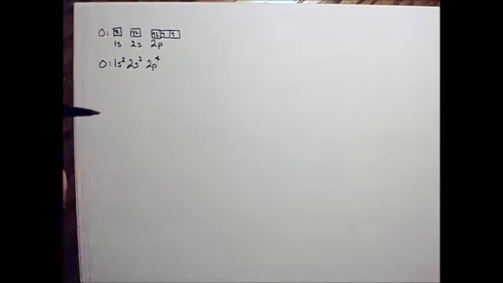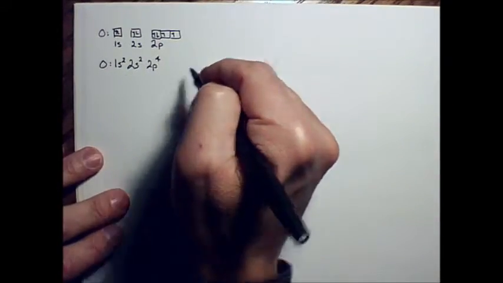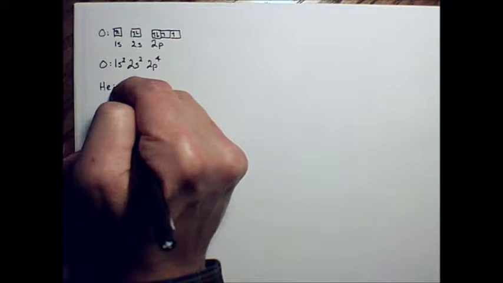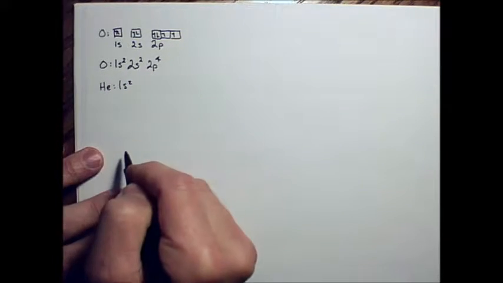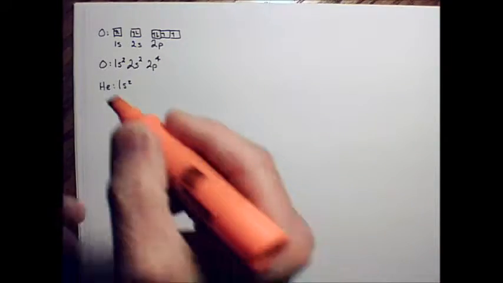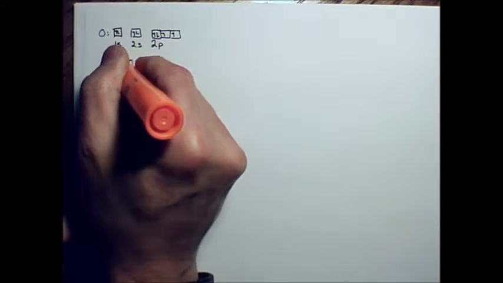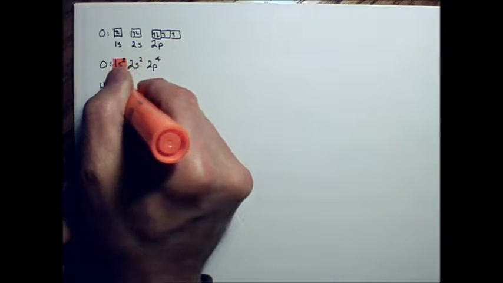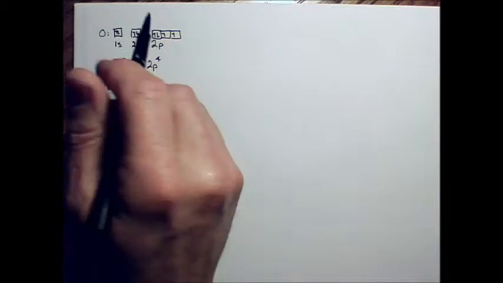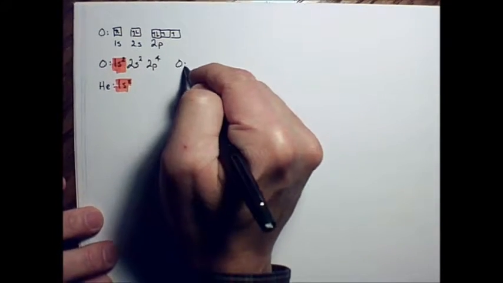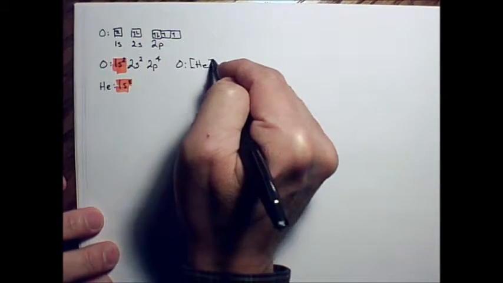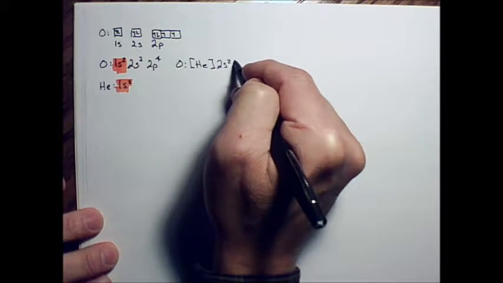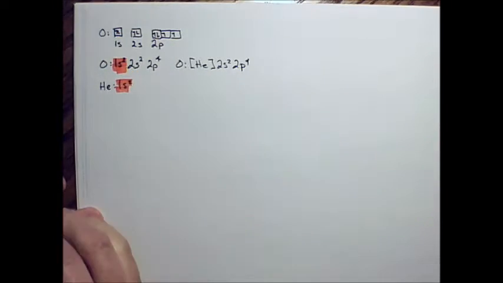Okay? All right. So helium has a configuration of just simply 1s2. So the only part of oxygen's electron configuration that we can replace is just that part right there. So to write the noble gas arrangement, it'd be O, bracket He, 2s2 2p4. That's it.